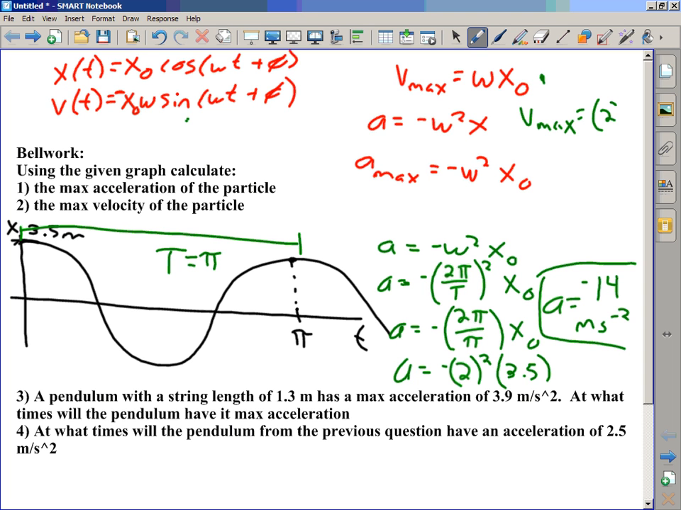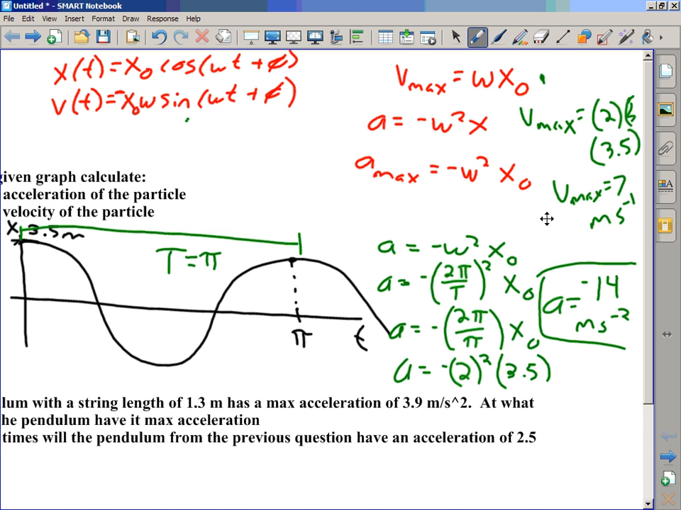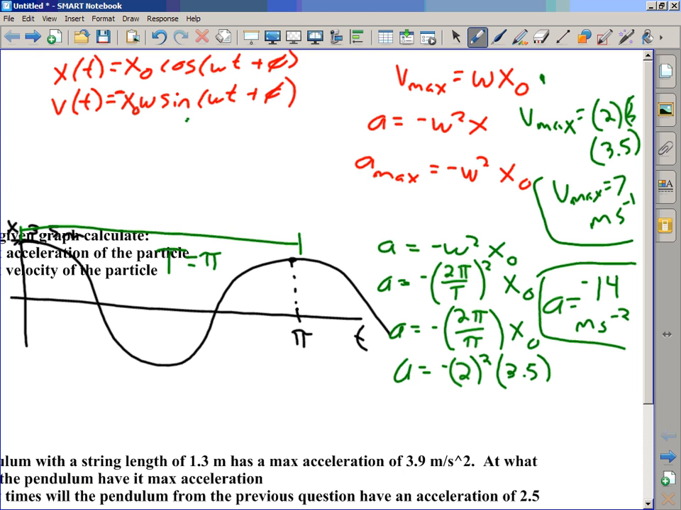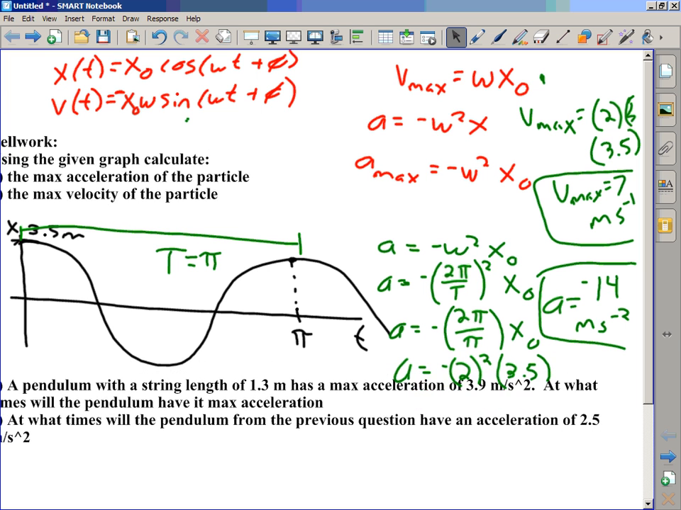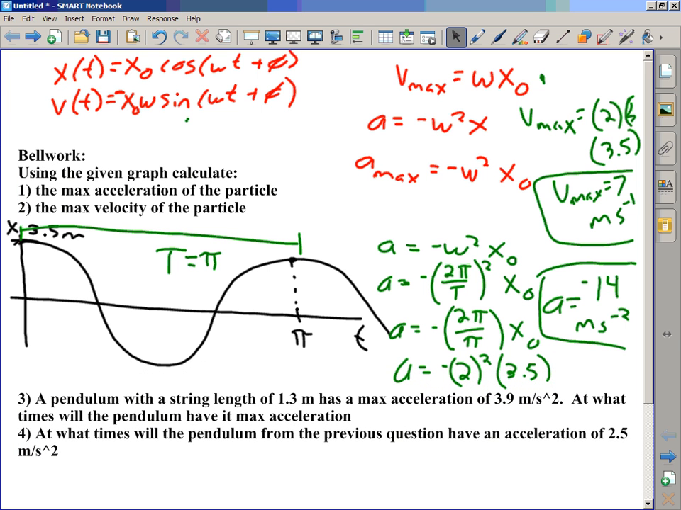equals 2 times 3.5, right? And that's simple, right? V max is going to be what? Set a unit, please. Meters per second. Okay. Questions about those two? The entire trick to those two problems was to use the graph to figure out the period and then use the period to figure out omega.